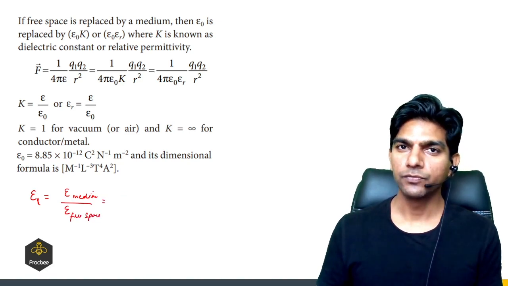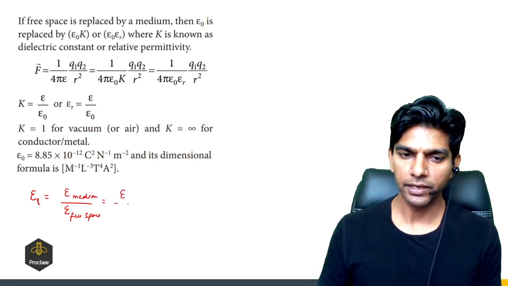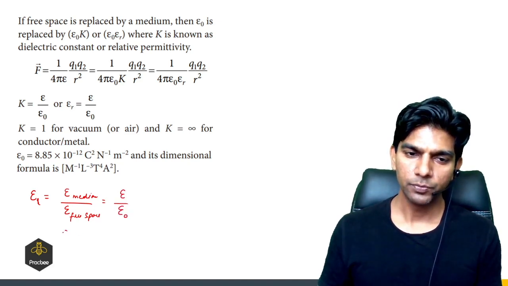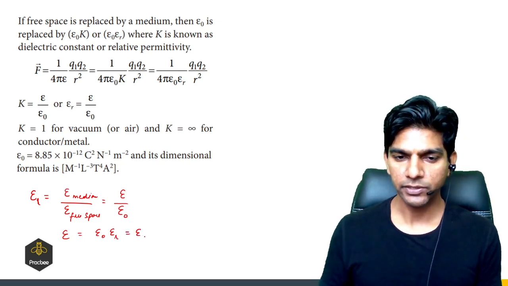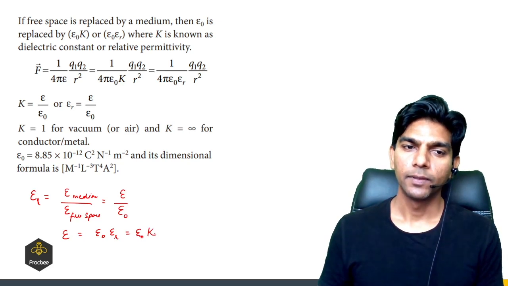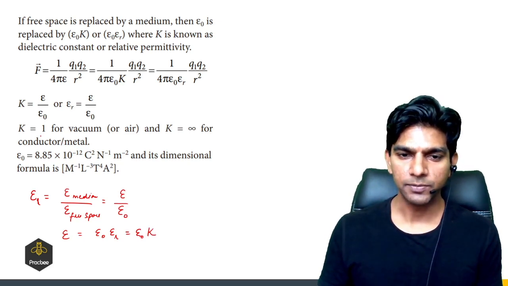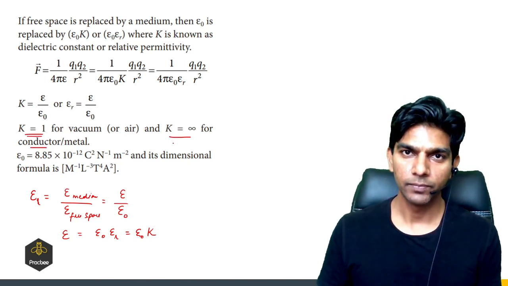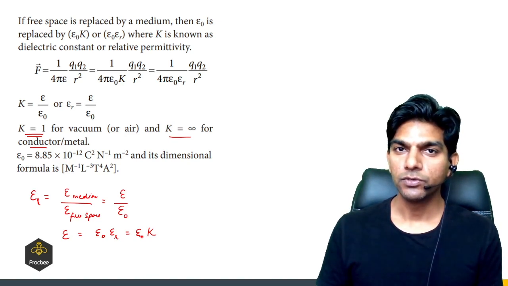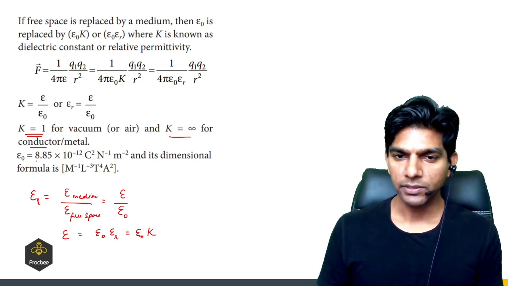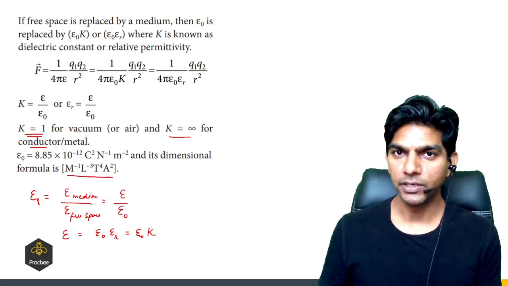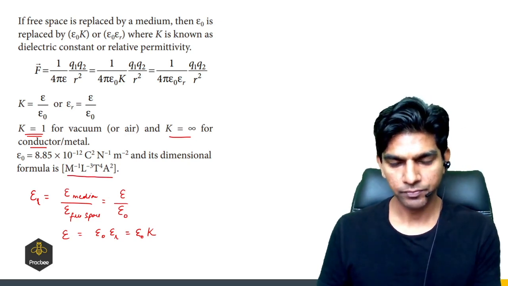Now, usually the permittivity of the medium is represented with epsilon, and the permittivity of free space with epsilon naught. So the permittivity of the medium can be given as epsilon naught times epsilon r. Sometimes we write epsilon r as k, so we can also write this as epsilon naught times k. So do remember, for vacuum, the value of epsilon r or k is 1, and for a conductor, this value is infinite, right? So it means the force will tend to 0. If k becomes infinite, the force will become 0. So do remember this, and do remember the dimension formula of permittivity. It has been asked multiple times.